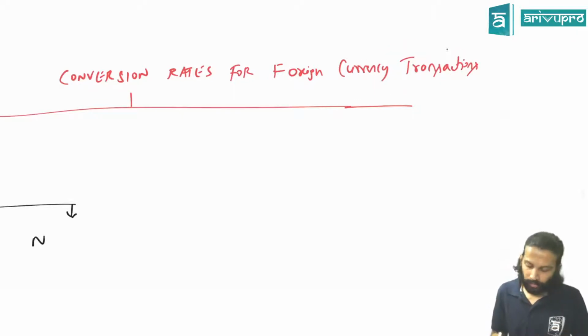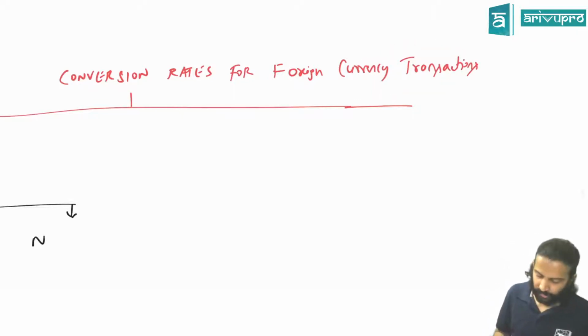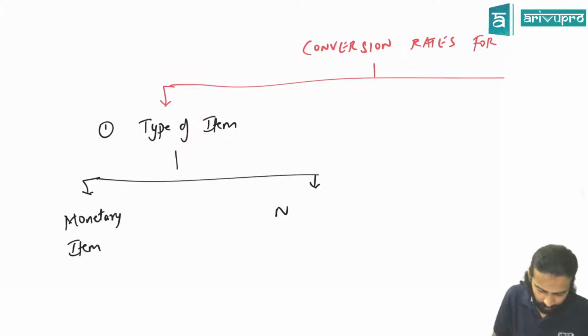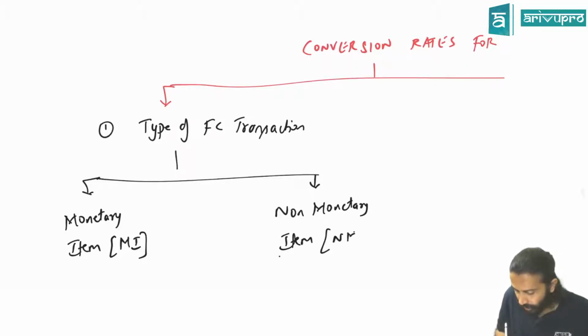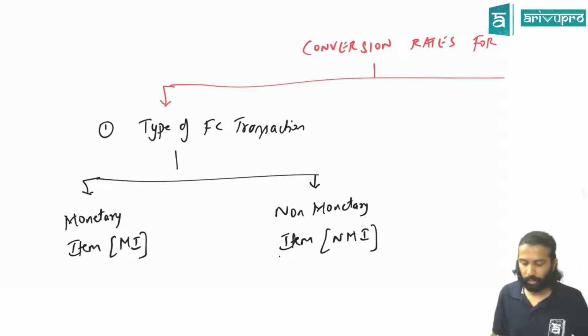So if you have any foreign currency transaction, what conversion rates you need to utilize? First, you have to identify what type of foreign currency transaction this is. Types of foreign currency transaction: whether that foreign currency transaction relates to a monetary item, that we call MI, or it relates to a non-monetary item, that is NMI. Whether it's a monetary item or a non-monetary item.